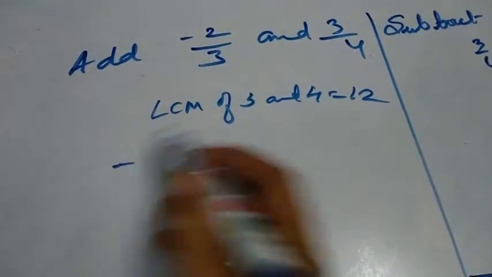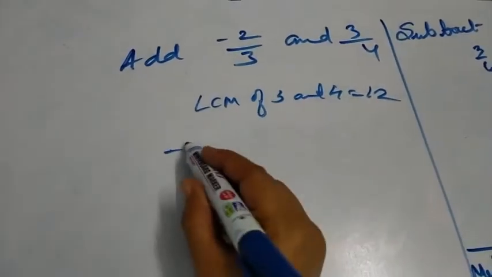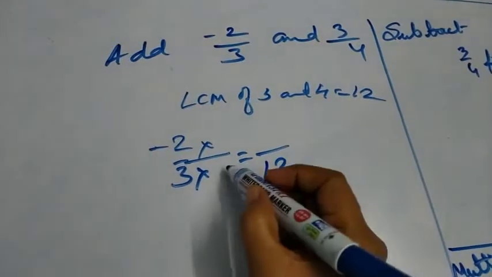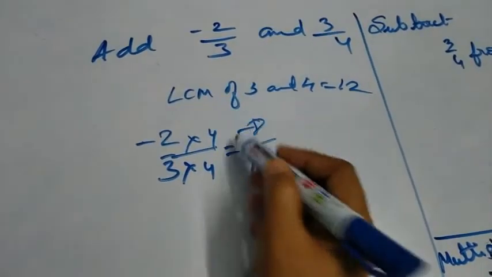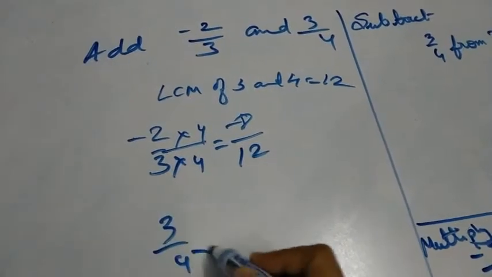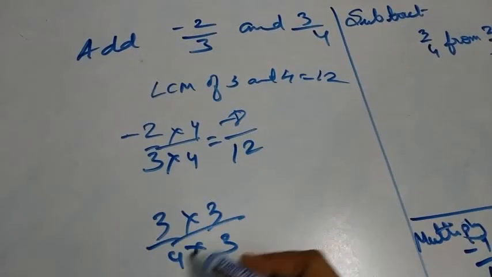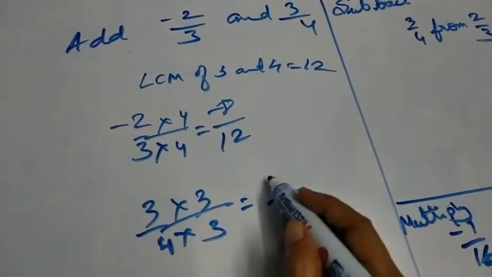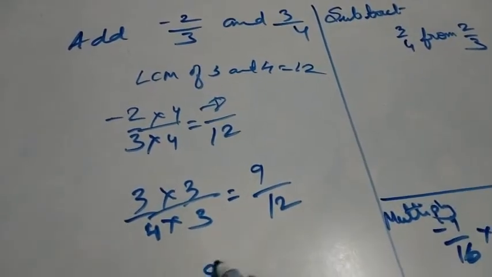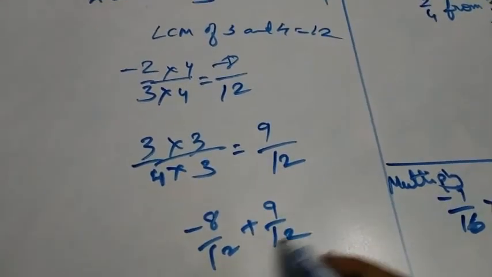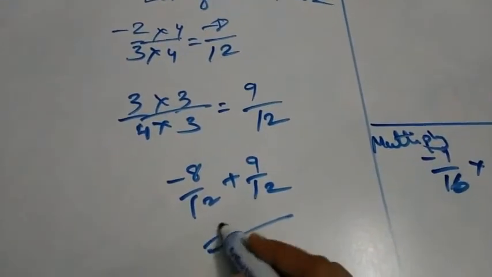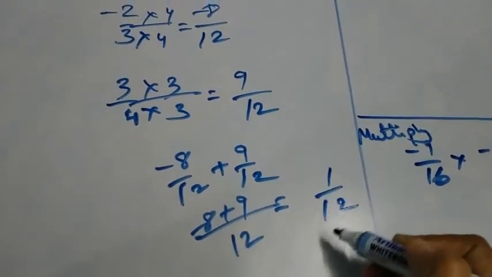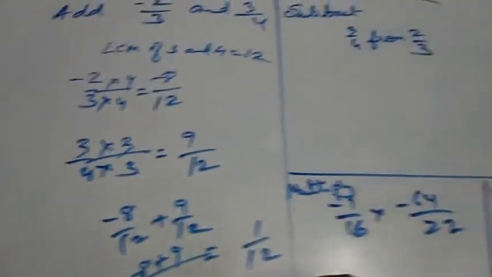So first, now -2/3 will be multiplied by a number so that its denominator will become 12. Okay, so 3 4s are 12 and 2 4s are 8. Next, 3/4 multiplied by 3, because we have to convert the denominator to 12. So 12, and 3 3s are 9. Now we will add them: -8/12 plus 9/12. The denominator is the same, so we write it one time: -8 plus 9, that is 9 minus 8, which will be 1/12.